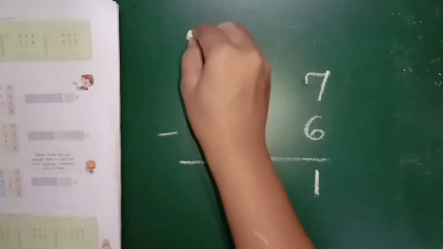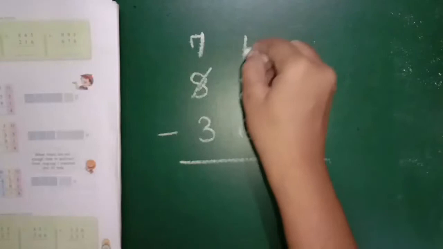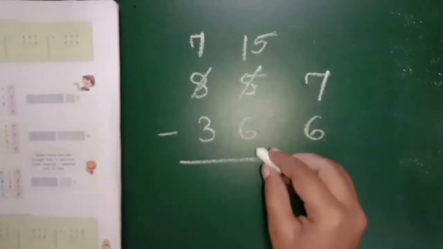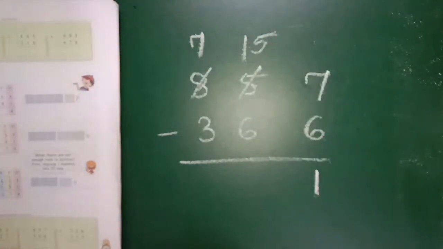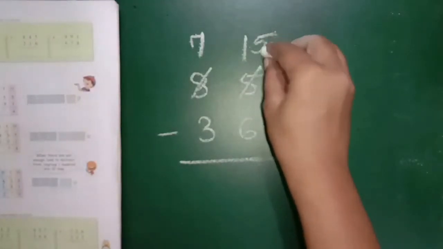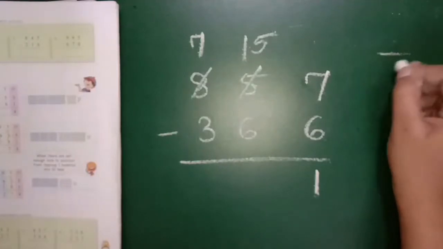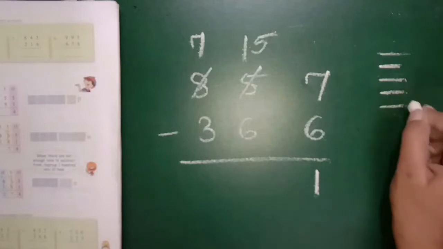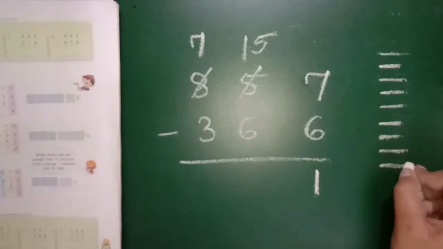So 8 will become 7 and 5 will become 15. Okay. Now we can subtract 6 from 15. So count to 15 after 6. 7, 8, 9, 10, 11, 12, 13, 14, 15.